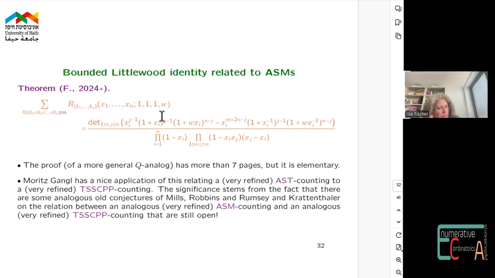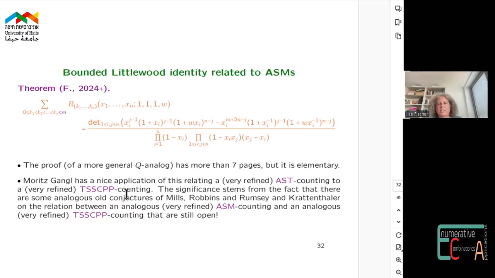The proof is rather lengthy. It has 7 pages, but it's all elementary. It has several applications. One of them I'm somehow indicating here. So actually, Moritz has used this to relate a very refined counting of alternating sign triangles to a very refined counting of totally symmetric self-complementary plane partitions, which again could give you a hint what a possible bijection looks like.